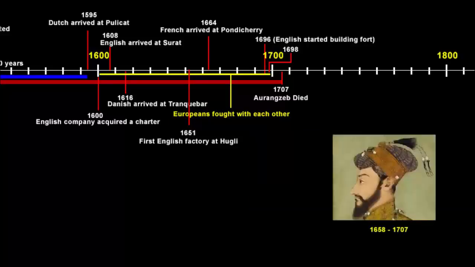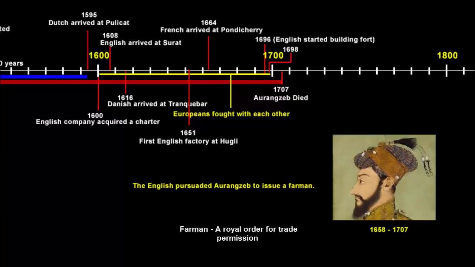Keep in mind, the Mughal emperor during this time was Aurangzeb. The English company also persuaded Aurangzeb to issue a farman. A farman is a royal order, like how the English acquired a charter in the beginning from the Queen, so a farman is similar to that. In fact, they even acquired a farman from the Emperor Jahangir while setting up their first trading post in Surat.